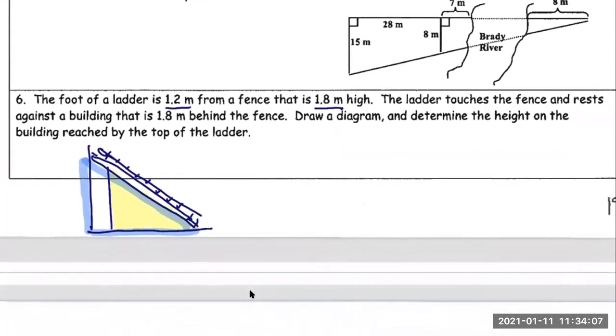So reading that again quietly, can you go ahead and try to label what you think the 1.2 is referring to, what the 1.8 is referring to, and then we'll talk about it. Try to label as best as you can those units and measures. And this is not drawn to scale.